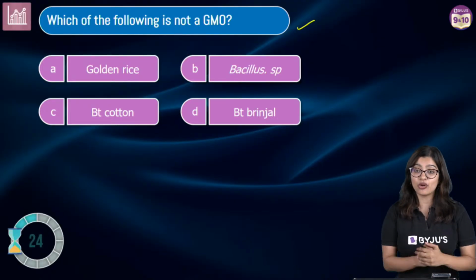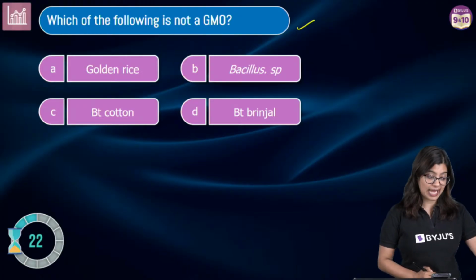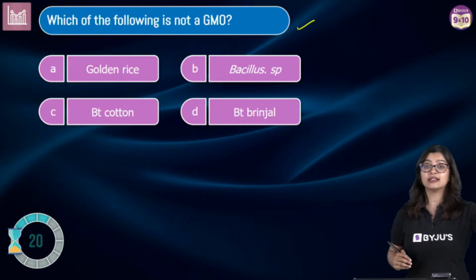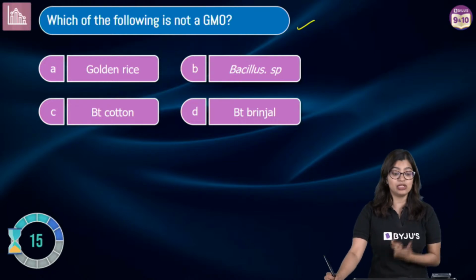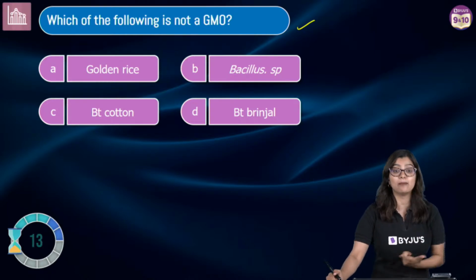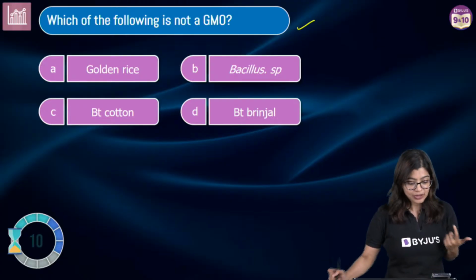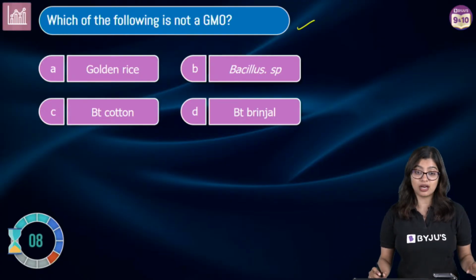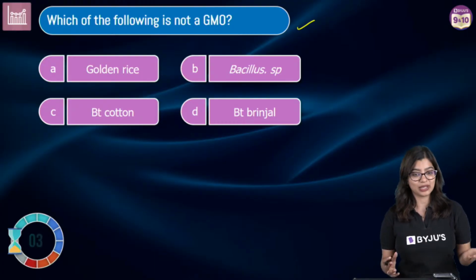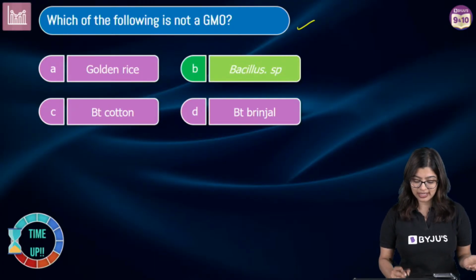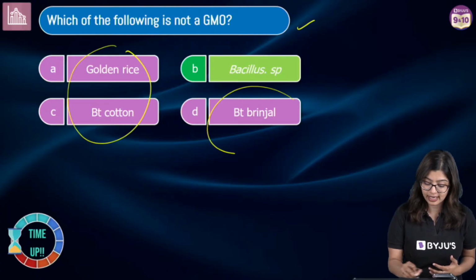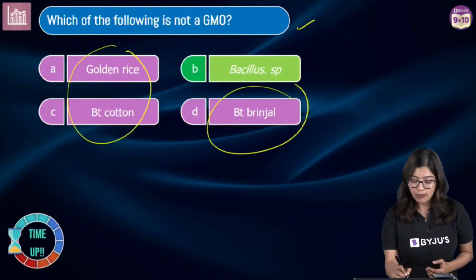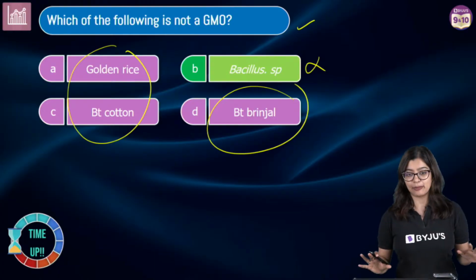So very quickly, we know that when we talk about a genetically modified organism, it means that the genetic material has been modified, or we have introduced a desirable gene such that we are able to get a modified organism, right? So in this particular case, what do we observe? Very good. All of you have given me the answers and we know this, right? In this case, the answer is option B, bacillus species, because all of these three are examples of GMO, while this one is not an example.